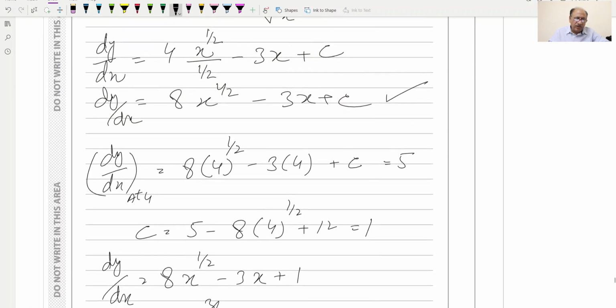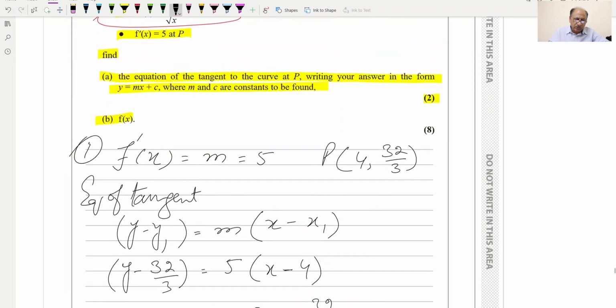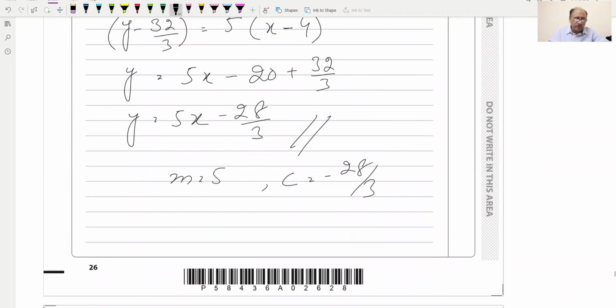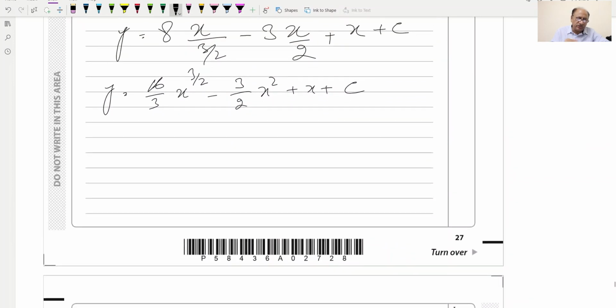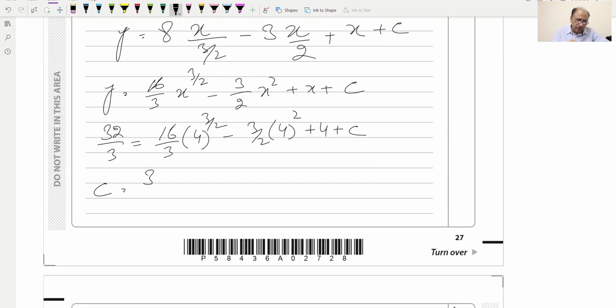Now the point we have is 4 and 32 by 3, so we'll be using the same point for the c value. So this side will be 32 by 3 is equal to 16 by 3 times 4 raised to power 3 by 2 minus 3 by 2 into 4 squared plus 4 plus c. So c will be equal to 32 by 3 minus 16 over 3 times 4 raised to the power 3 by 2 plus 3 by 2 times 4 squared minus 4.